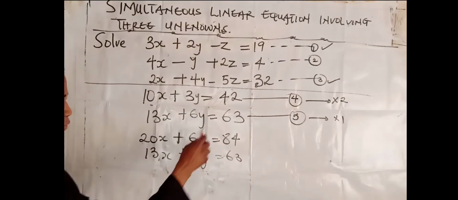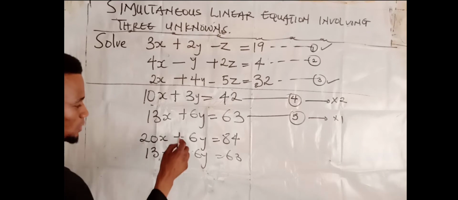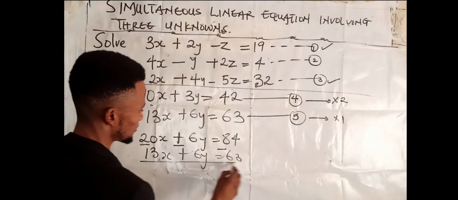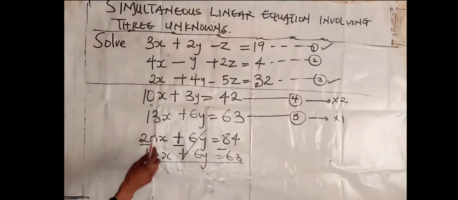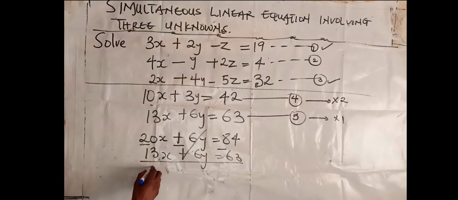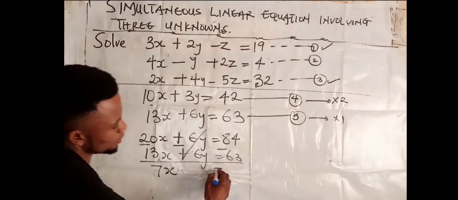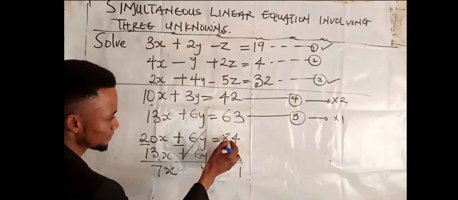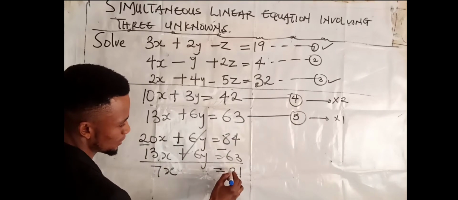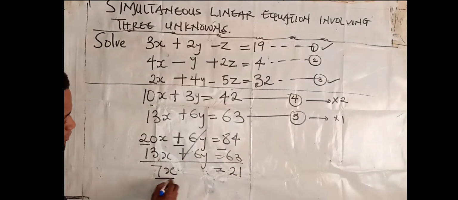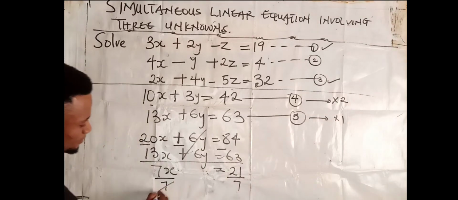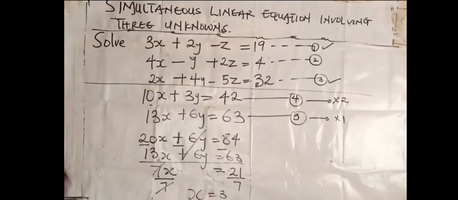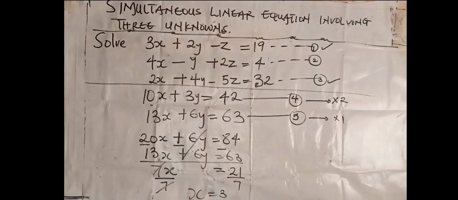So from here, I want to eliminate y. I told you that if the signs are the same, you subtract. This minus, minus, minus. This will cancel. This 20 minus 13 gives me 7x is equal to 4 minus 3, that is 1. 8 minus 6, that's 2. Very simple. So from here, I will divide both sides by 7. This cancels. My x is equal to 3. Can you see that? So very simple.